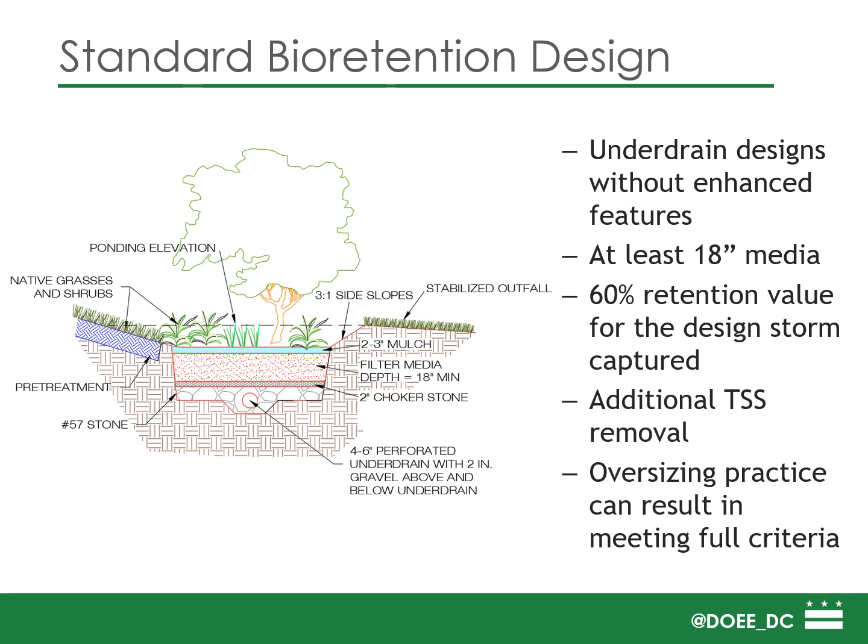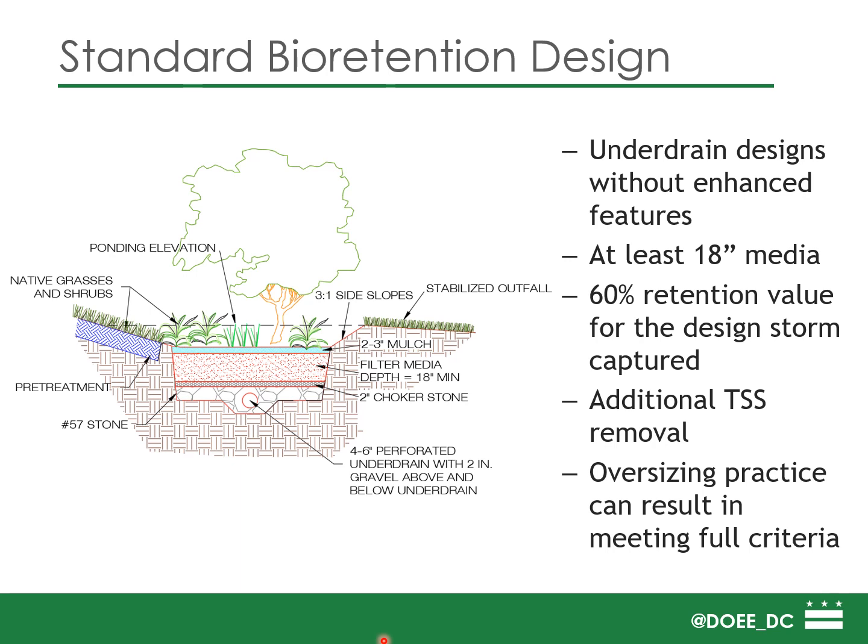The standard design has an underdrain. So you can see here at the bottom, there is an underdrain shown in the gravel layer. So the runoff flows into the bioretention, it ponds here at the top, it filters through the filter media down into the gravel layer and out of the underdrain. The requirement on this design is that there be at least 18 inches minimum of filter media.